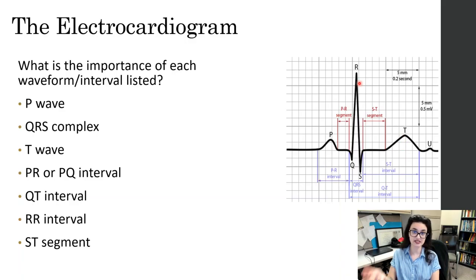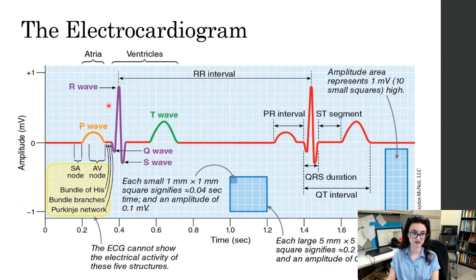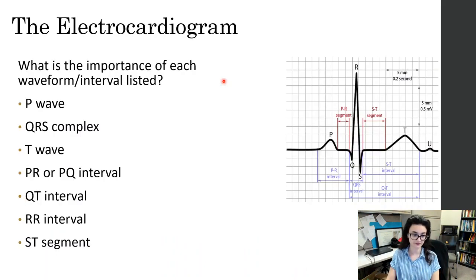R to R is a complete cycle, right? So going from one R peak to the next R peak, R to R, that's one heartbeat, one complete heart cycle. So that can tell you how fast the heart's beating. If they're close together, the heart's beating very quickly. If they're far apart, the heart's beating slowly.